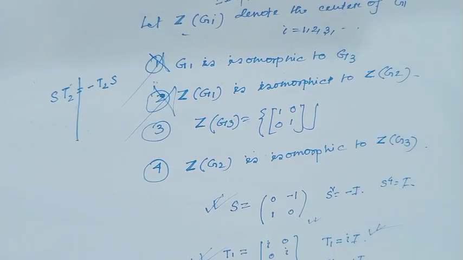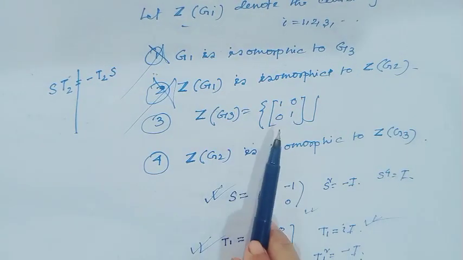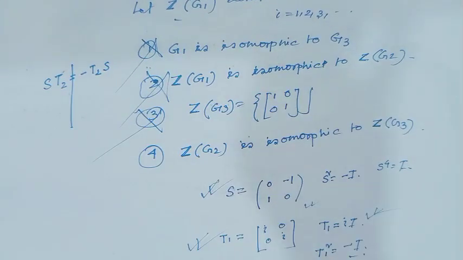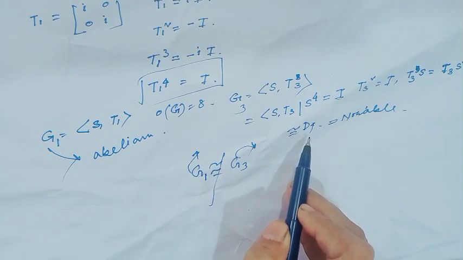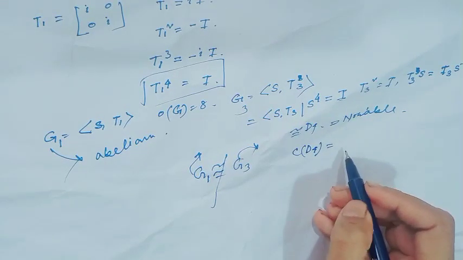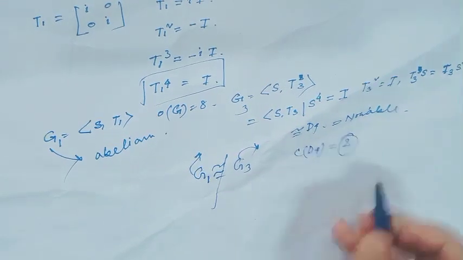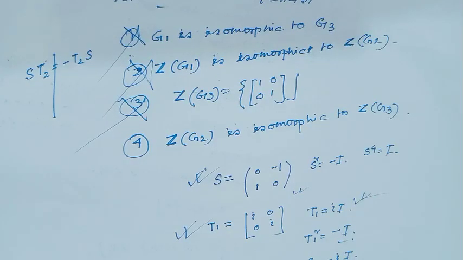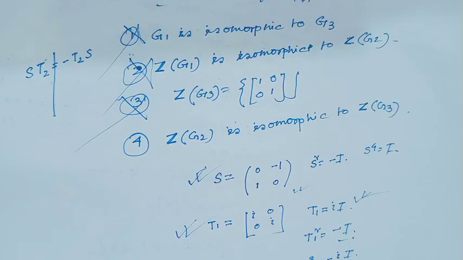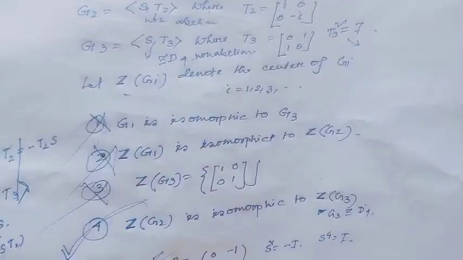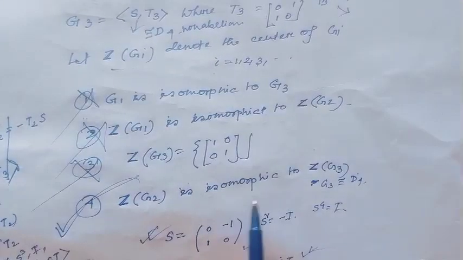And option 3 indicates Z(G3) contains only the identity matrix. This is also a wrong option because G3 is isomorphic to the D4 group and the center of the D4 group, we all of us know, always contains 2 elements. So only identity is not possible. Option 3 is also wrong, and option 4 indicates Z(G2) is isomorphic to Z(G3). This is obviously the right option. Big question: why is the 4th option the right option?